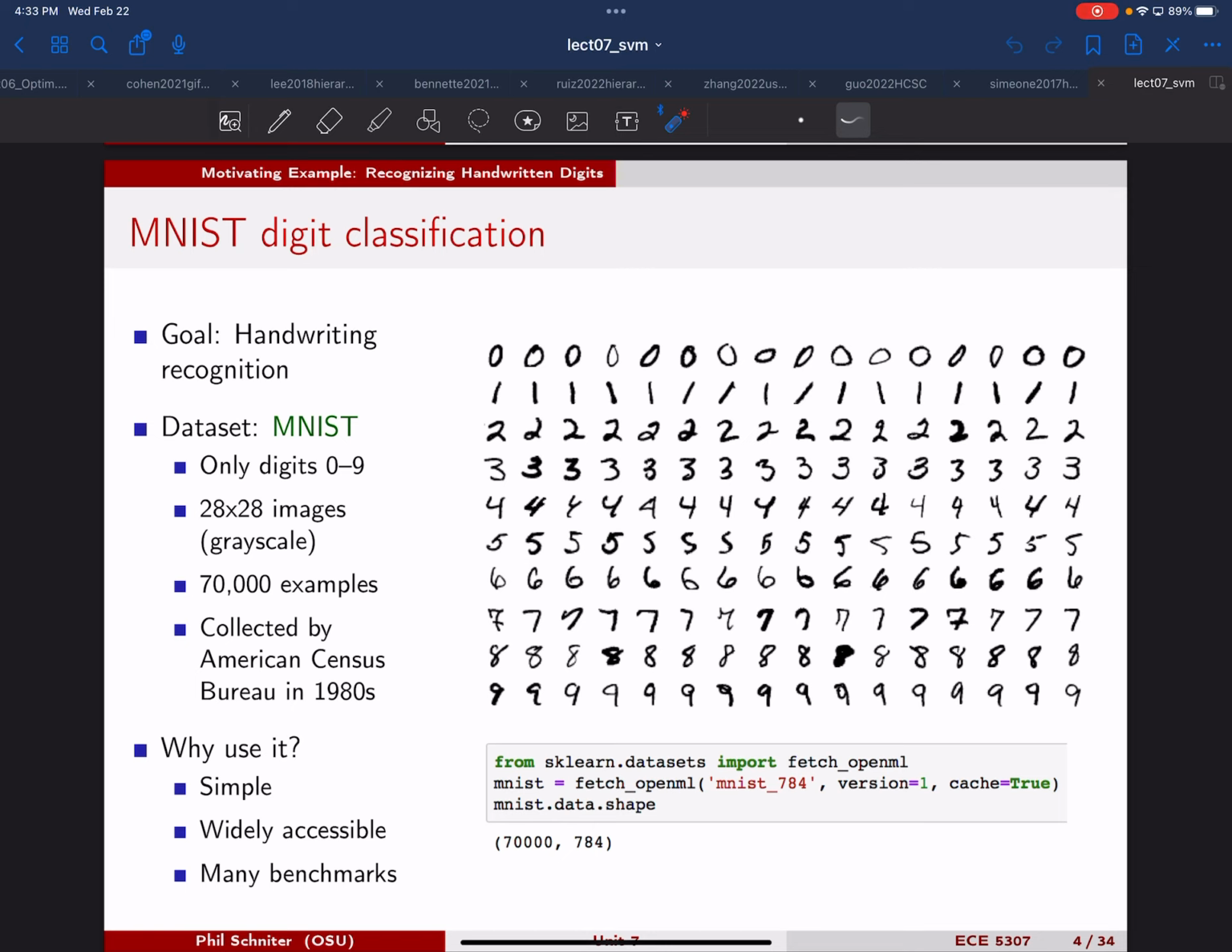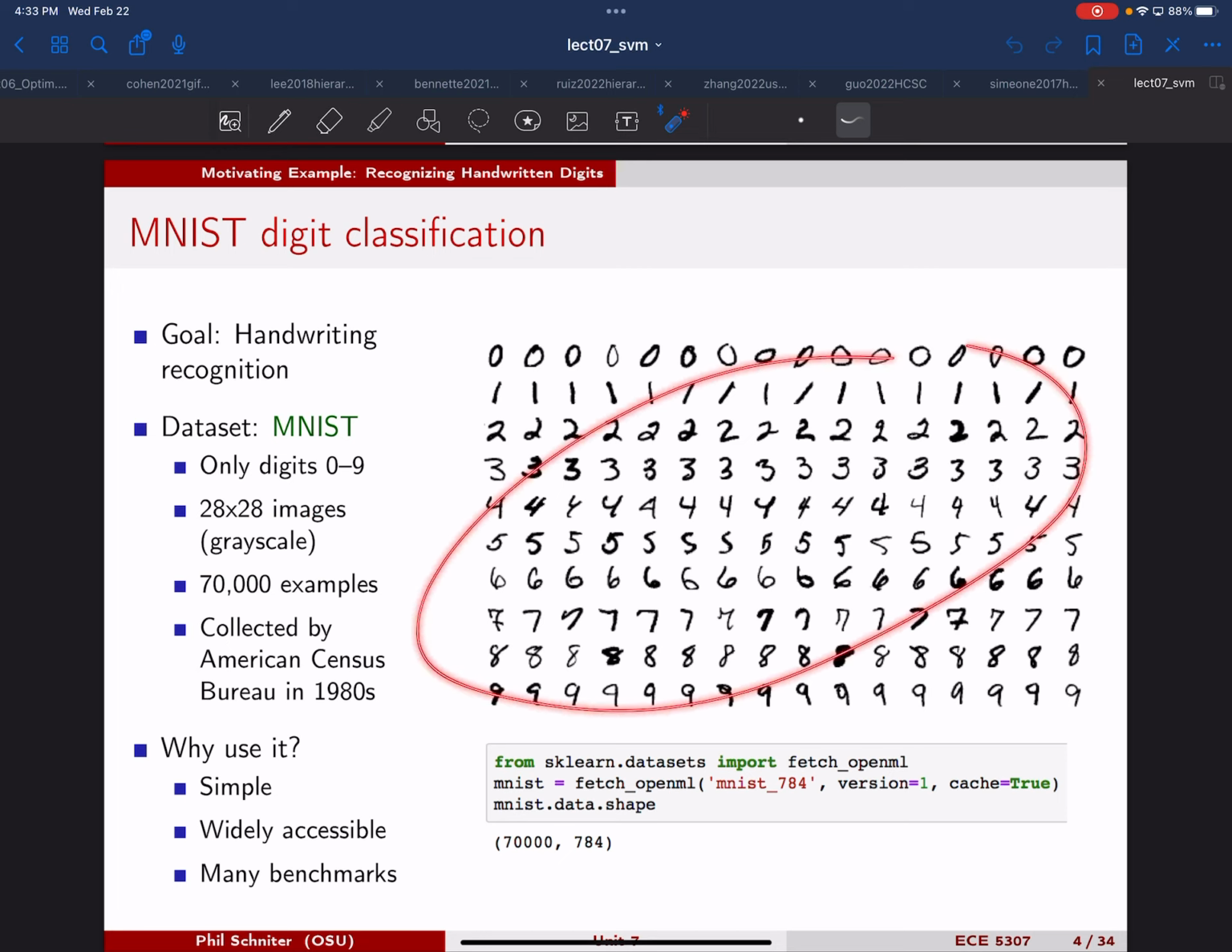And so what they did is they had many people write zeros and ones and twos. They collected 70,000 examples of them. Each one of these is a 28 by 28 grayscale, in other words, black and white image.